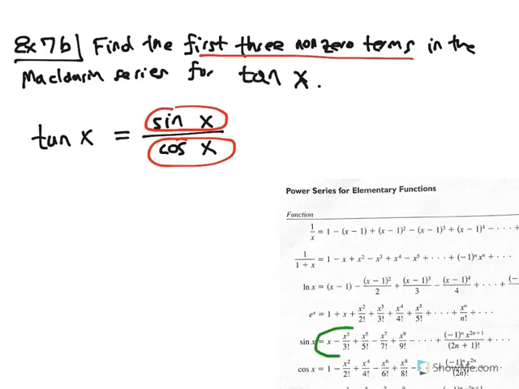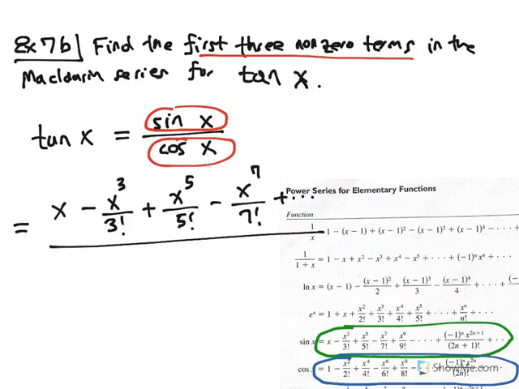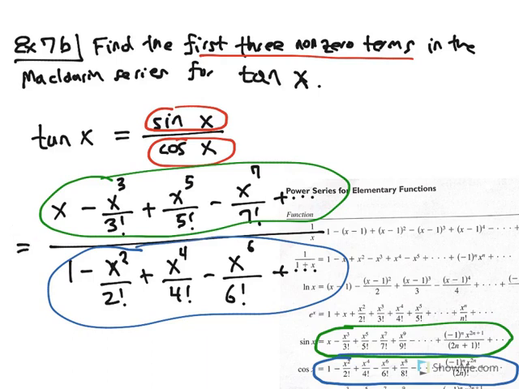So here we have the Maclaurin series for sine x, and here we have the Maclaurin series for cosine x. And we'd like to take the Maclaurin series for sine x and divide it by the Maclaurin series for cosine x. So how would we do this? We would remember how to do polynomial long division and apply that algorithm.